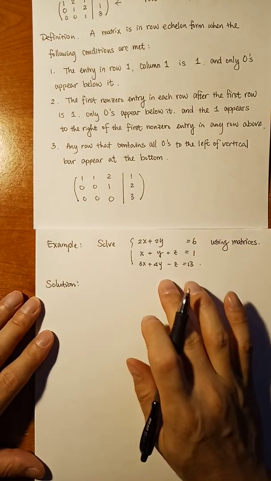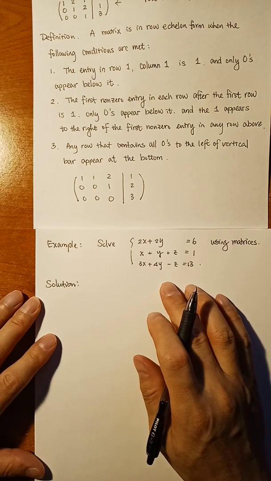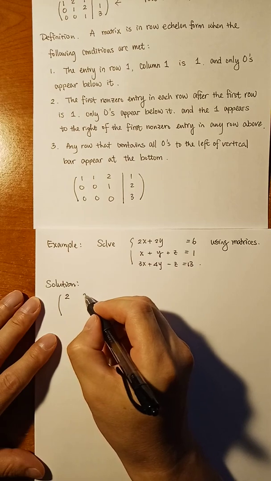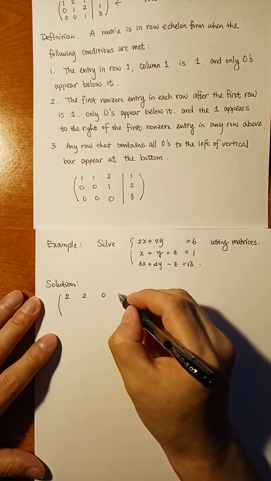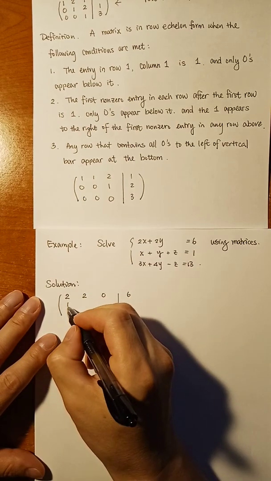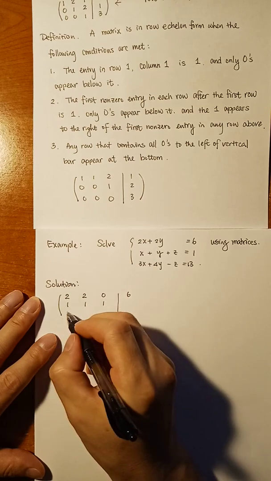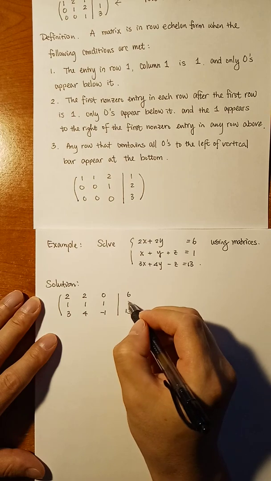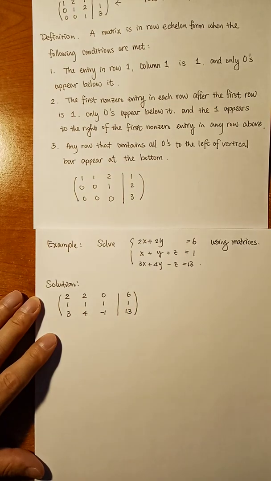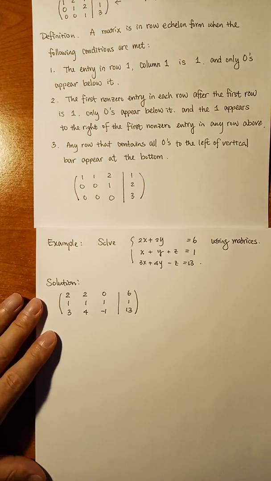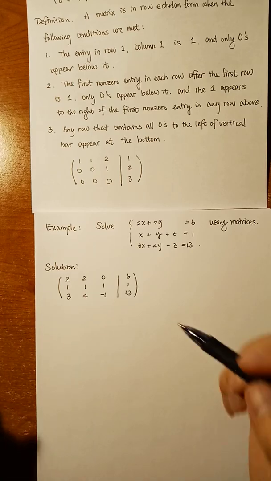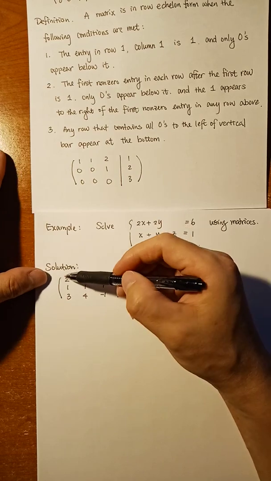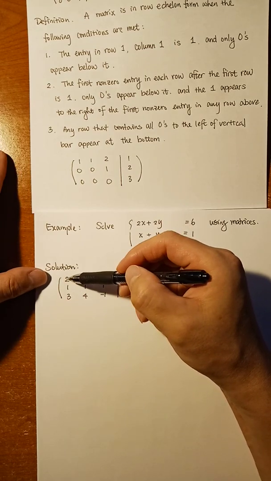Okay, so first we write the corresponding augmented matrix. The corresponding augmented matrix: 2, 2, 0, vertical bar, 6; 1, 1, 1, 1; 3, 4, negative 1, and 13. Okay, so check here. The first condition: we want the top left entry to be 1.